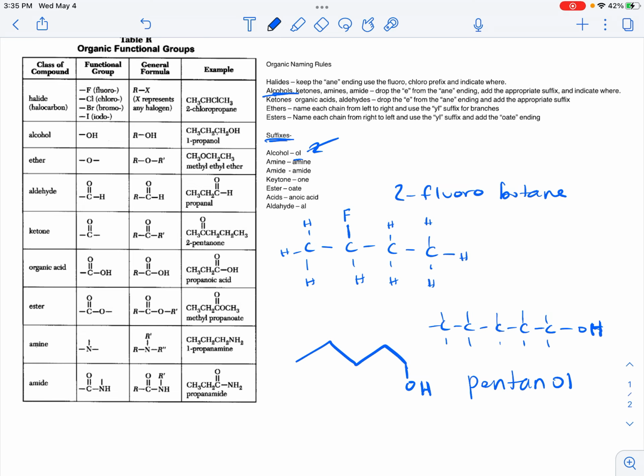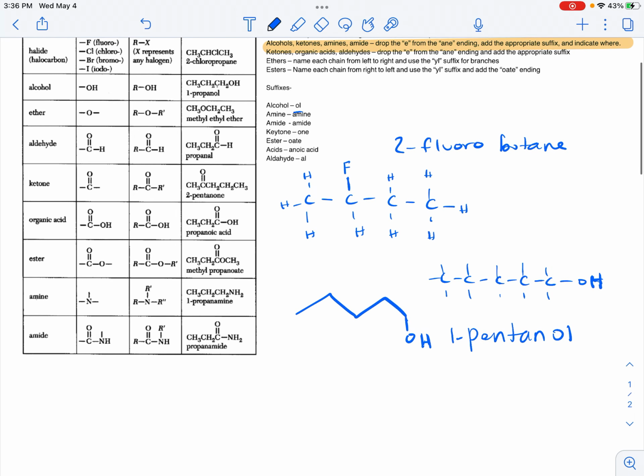That's what it says right here. For alcohols, you're going to drop the A and E ending, and the important part is to indicate where. So this is on the first carbon from the right, so we call it 1-pentanol. The 1 is telling you where the OH group is, the pent is telling you 5 carbons, and OL is telling you that, oh yeah, it's an alcohol, all right?